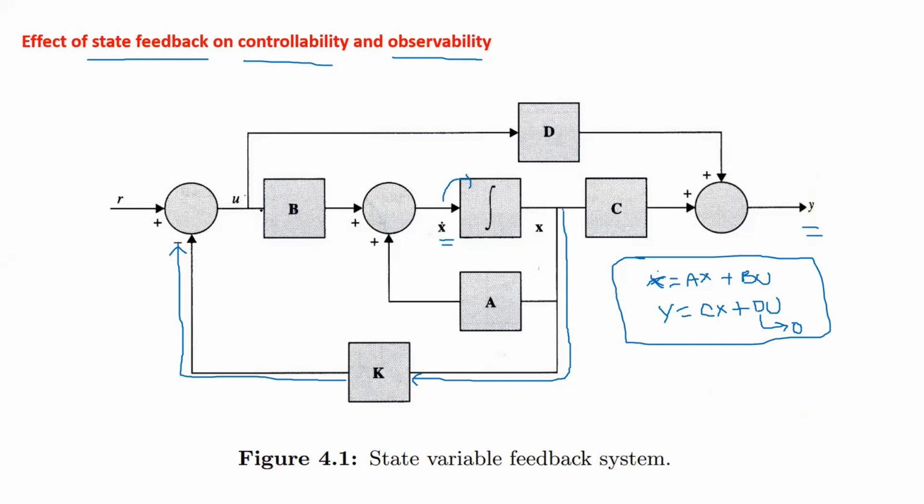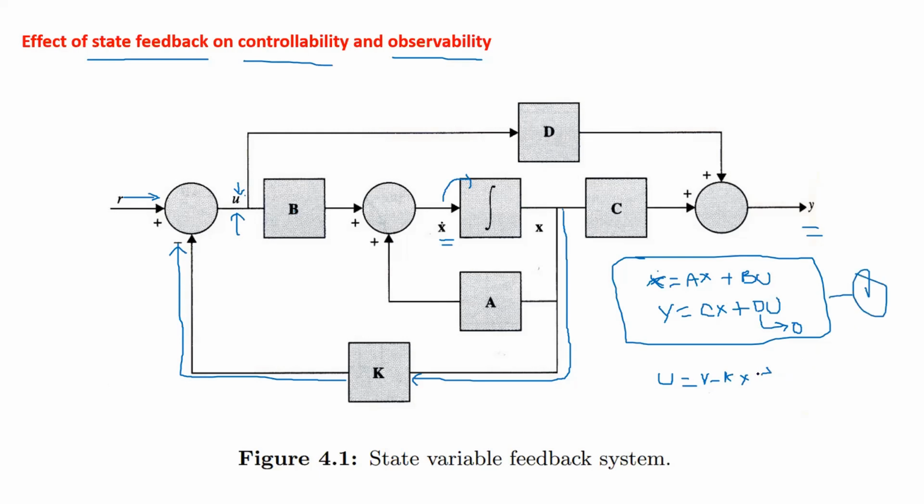I'm going to write one more equation where U is the system input and R is a reference input. Therefore, I can write the equation for U. What is U? Here the input is coming in, and there is a feedback element with respect to X and K. Therefore, U is equal to R minus K multiplied with X. This is equation 1.